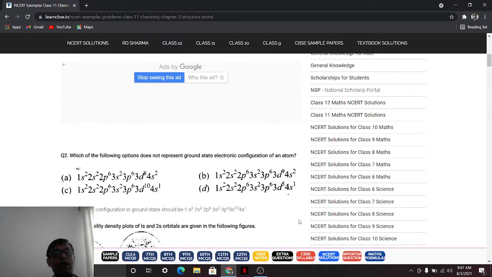Which of the following options does not represent the ground state electronic configuration of an atom? Option B is given as 1s2 2s2 2p6 3s2 3p6 3d9 4s2. Actually, the correct ground state configuration should be 1s2 2s2 2p6 3s2 3p6 3d10 4s1. Therefore, B is not correct.